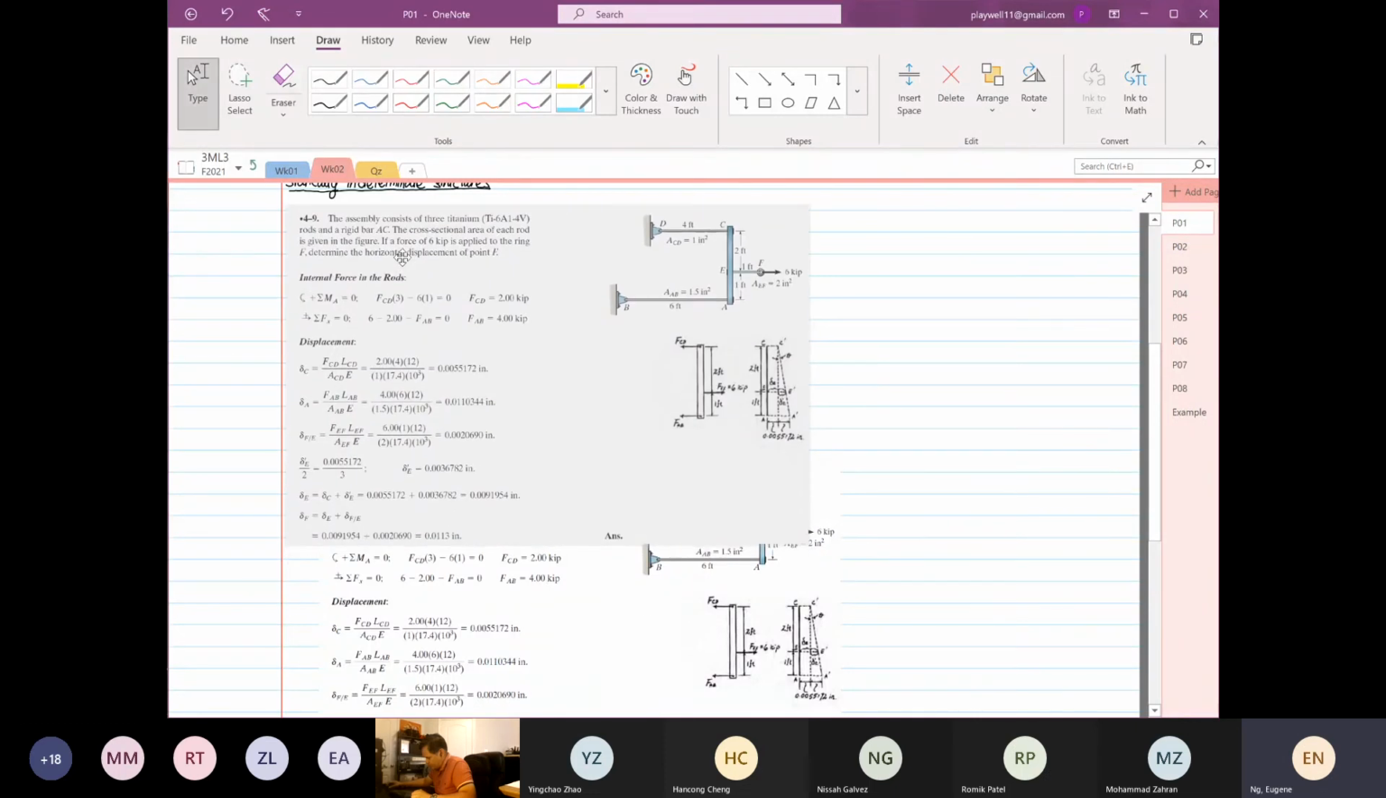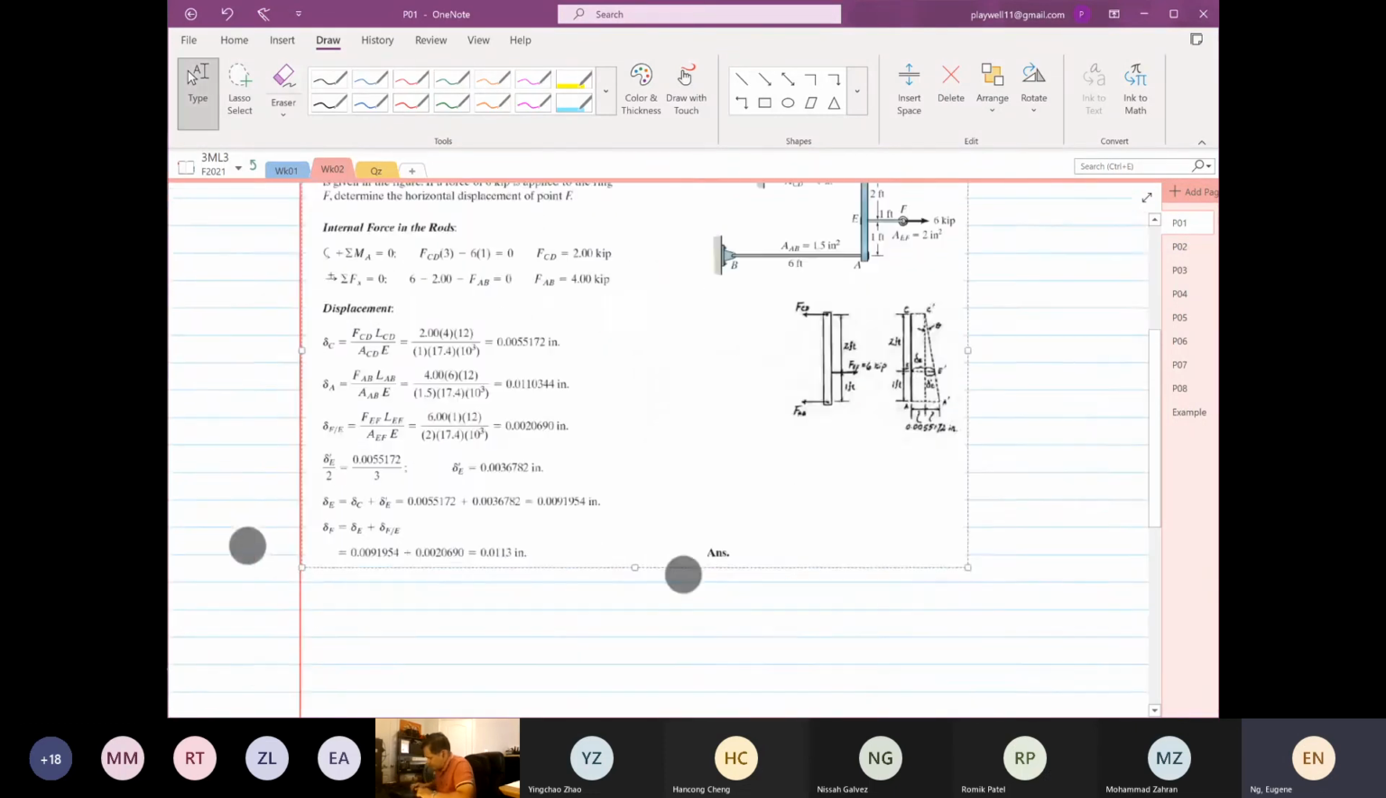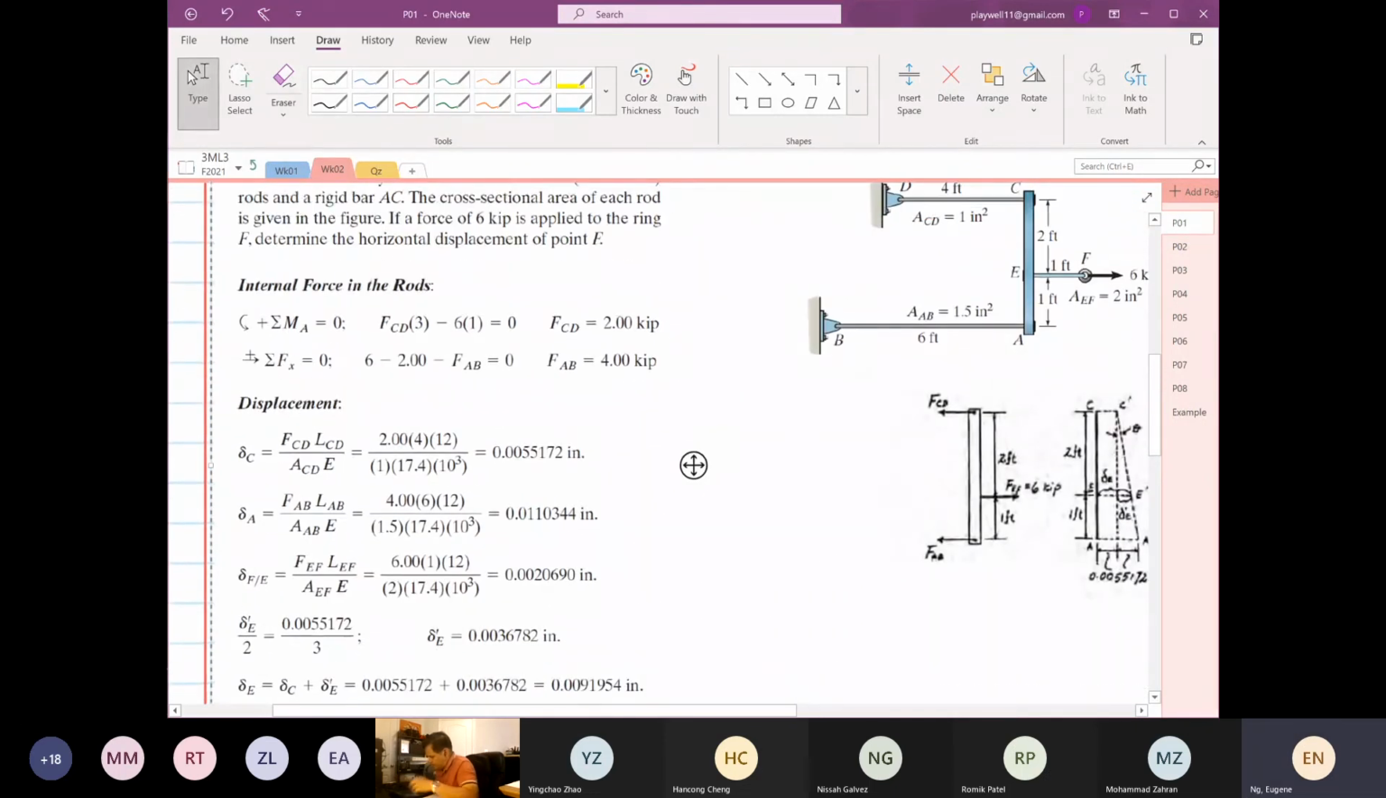Okay. So you were asking why this is equal to 0. Is that your question? Only the one below. I understand why the moment is 0, but I don't understand why the sum of force is 0. Because this is known as static analysis.